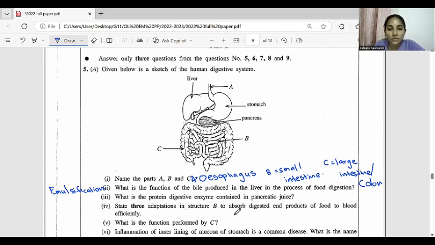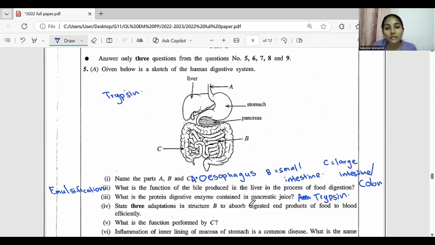What is the protein digestive enzyme contained in pancreatic juice? Pancreatic juice basically produces three enzymes. Those are trypsin, amylase, and lipase. Out of those three, trypsin is helpful for digesting protein-containing foods.